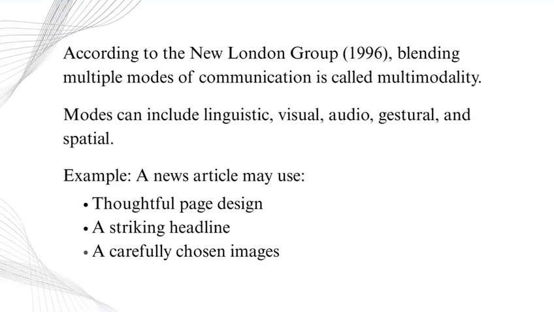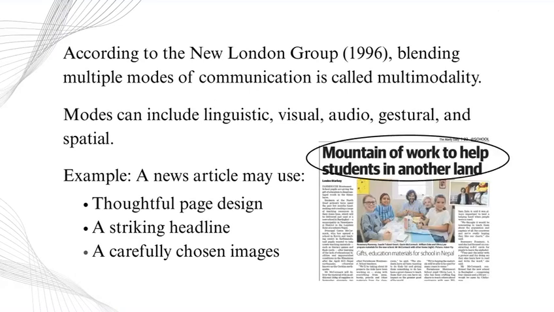Multimodality, as defined by the New London Group 1996, is the blending of multiple modes like linguistic, visual, and audio. For example, a news article may use a striking headline, a carefully chosen image, and page design to shape readers' understanding of a story. It's not enough for students to simply see these elements, but in fact, they need to be able to interpret and question them.